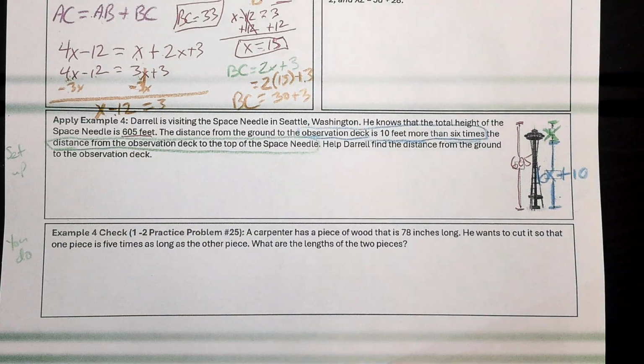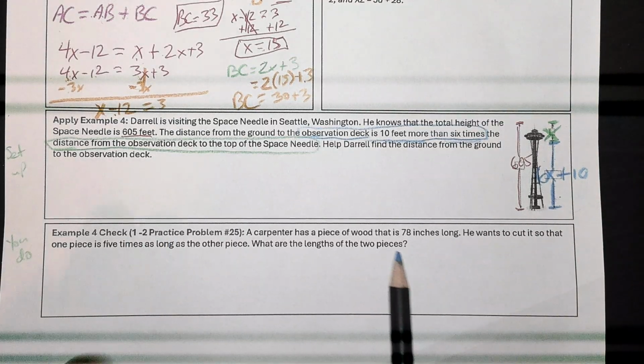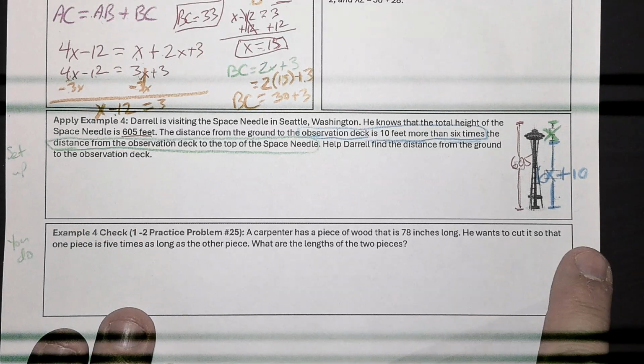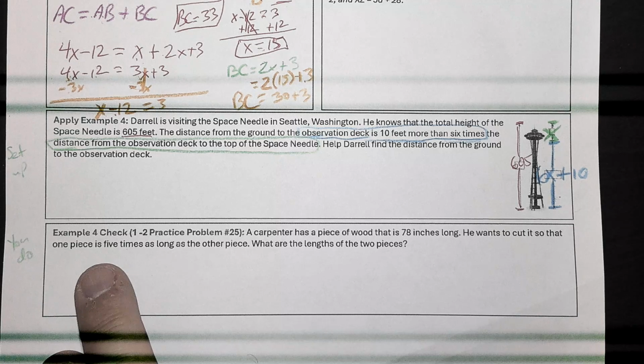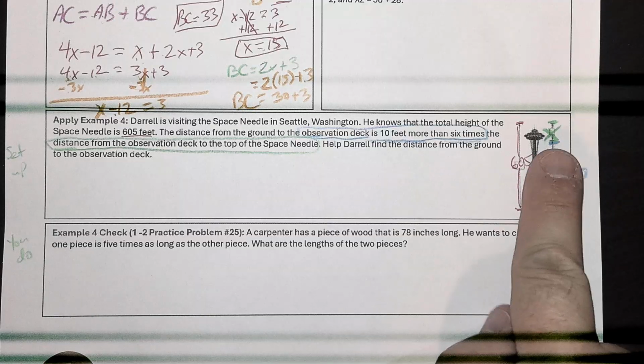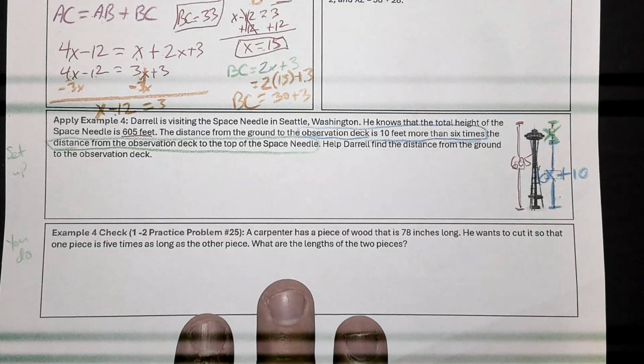Really, if you get x right, then I can show you the rest, but let me see what you got. All right, down below. So here, this is your problem. We got a piece of wood, so we just have a line. And they want to cut it so that one piece is 5 times longer than the other piece. That may be something like this I talked about up here. There's my hint. So, see what you can do with that.